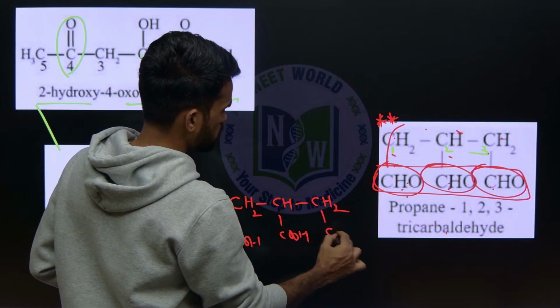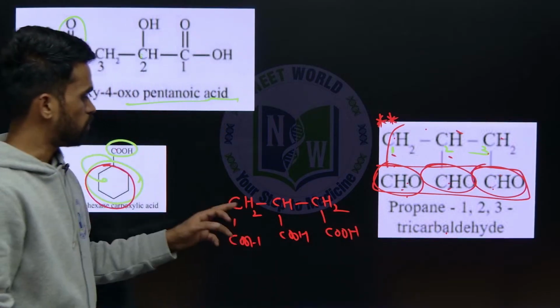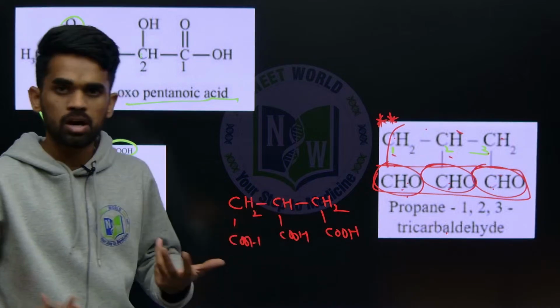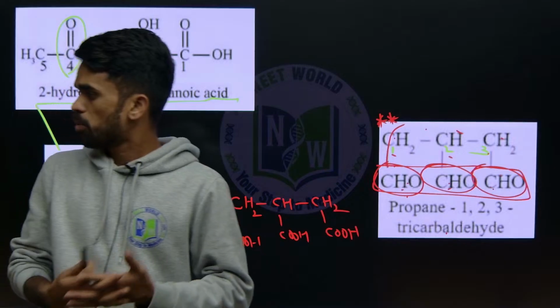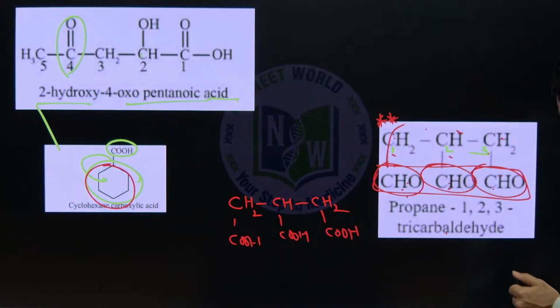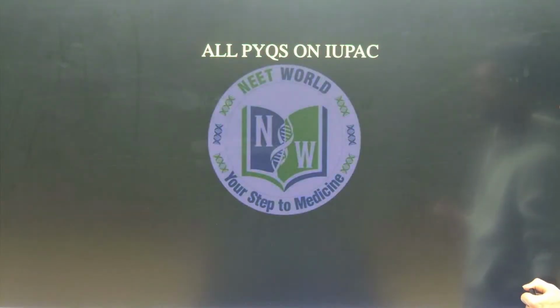Tell me what is the name of this compound fast? 1, 2, 3 tricarboxylic acid. So propane 1, 2, 3 tricarboxylic acid will be the name of this particular compound. Okay, right. Next, let's solve some PYQ questions.